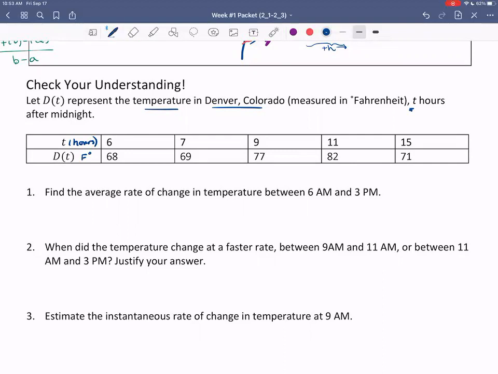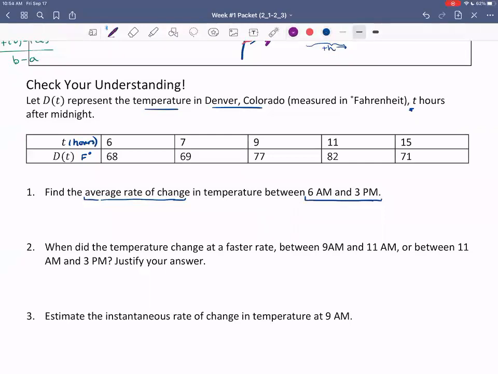So number one asks us to find the average rate of change in temperature between 6 a.m. and 3 p.m. So we're given an interval of time over which we want to find the average rate of change. At this point, I'd like you to pause the video and try to respond to this question on your own. And when you're ready, we will pick it up together.